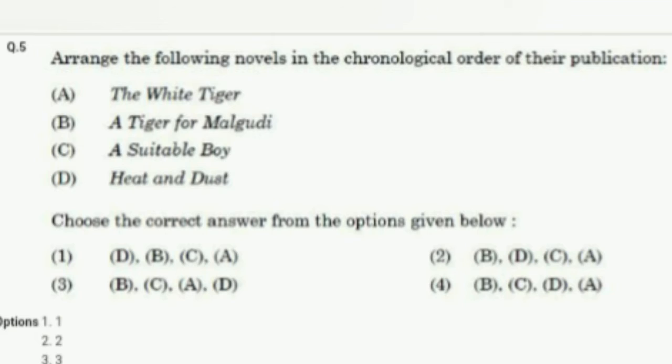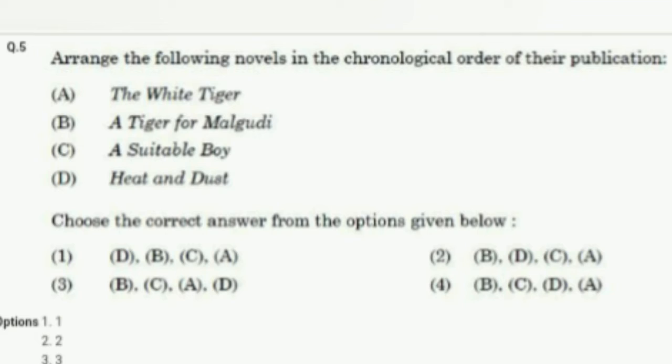Coming to question number 5, arrange the following novels in the chronological order of publication. A, The White Tiger; B, A Tiger of Malgudi; C, A Suitable Boy; D, Heat and Dust. Option number 1, D, B, C, A; 2, B, D, C, A; 3, B, C, A, D; 4, B, C, D, A.